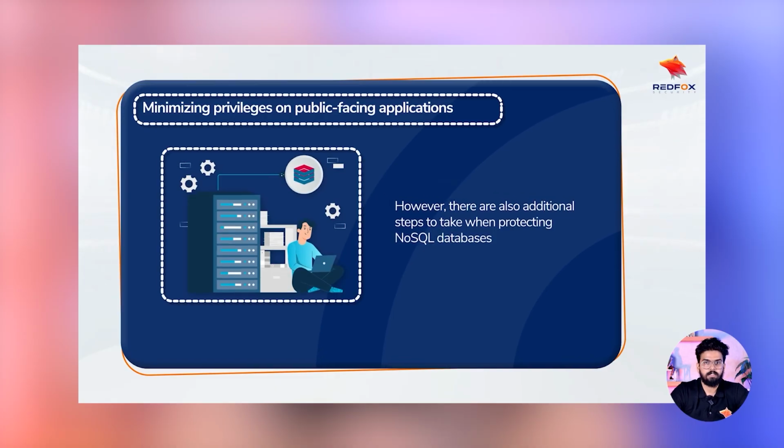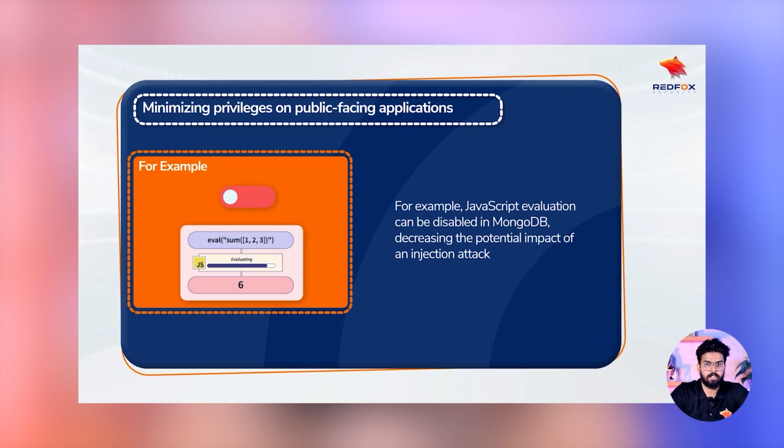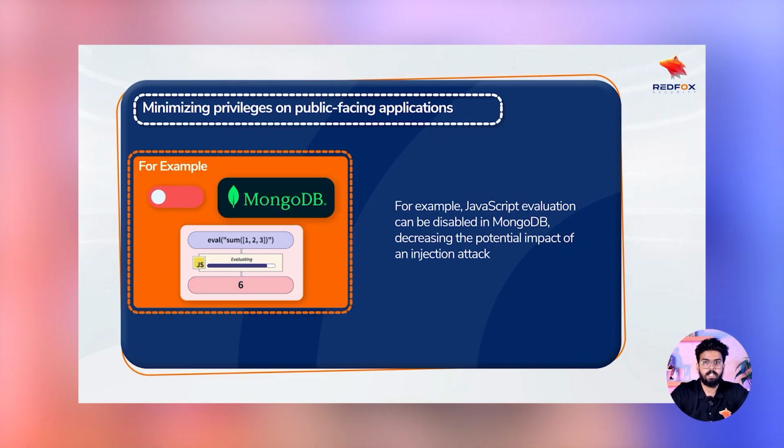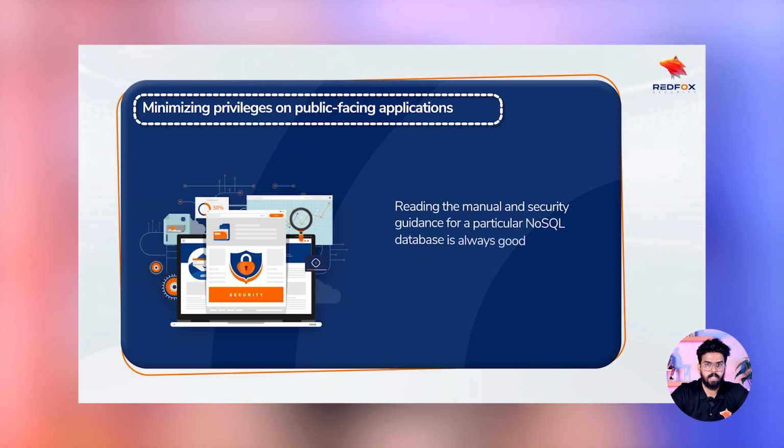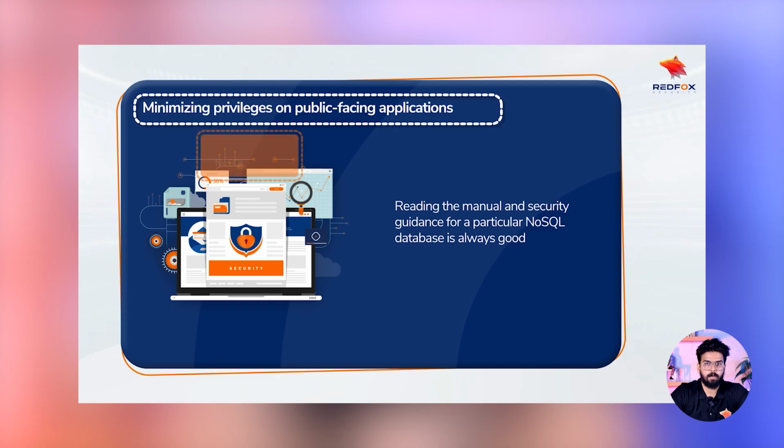However, there are also additional steps to take when protecting NoSQL databases. For example, JavaScript evaluation can be disabled in MongoDB, decreasing the potential impact of an injection attack. Reading the manual and security guidance for a particular NoSQL database is always good.